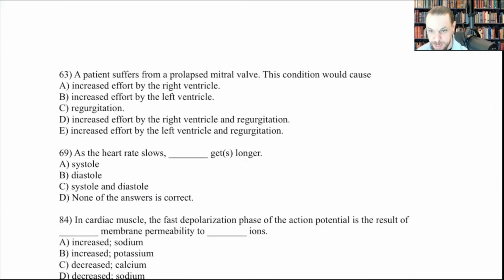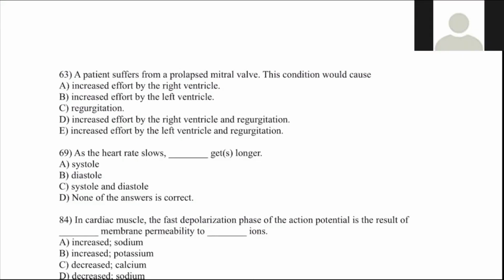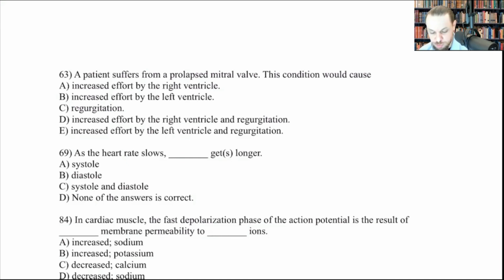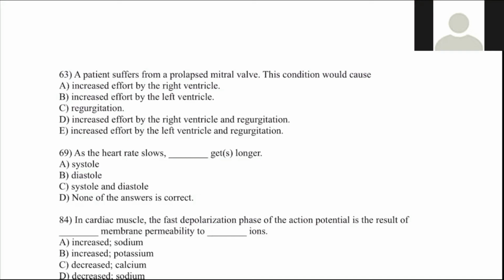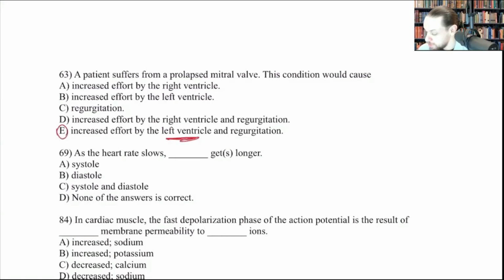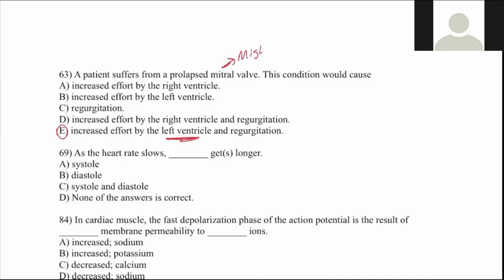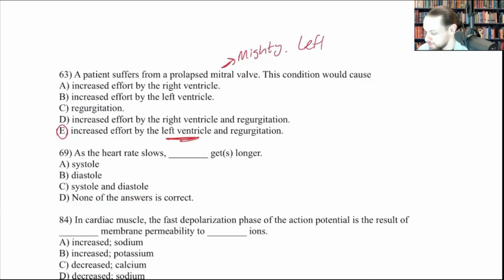63, we have Helmi. A patient suffers from a prolapsed mitral valve. The condition would cause increased effort by the right ventricle, increased effort by the left ventricle. I think that will be C. So you may have regurgitation, but out of these, is there a better answer? Yeah, D. Increased effort by the left ventricle and regurgitation. Because remember, the mitral valve is on the mighty side, the left side. So increased effort of the left ventricle and regurgitation.